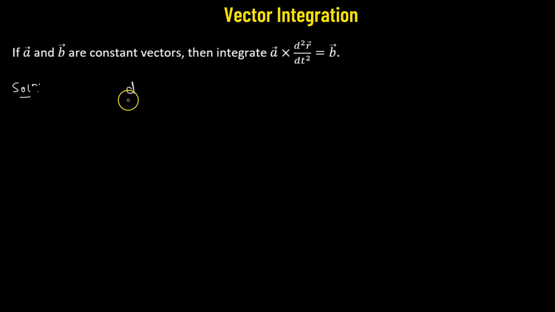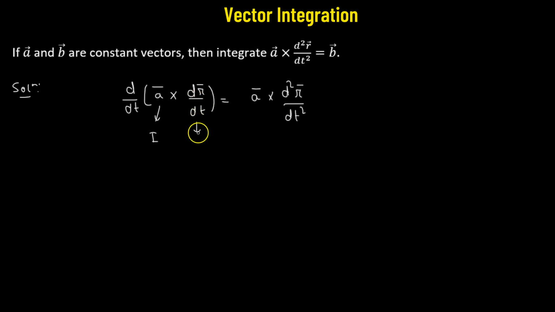when we take the derivative with respect to t of vector a crossed with the first derivative of vector r with respect to t, that's going to give us vector a crossed with the second derivative of vector r with respect to t. You can check that out. All you have to do is consider vector a as the first function and vector dr/dt as the second function. Apply the product rule and you should get this particular result.